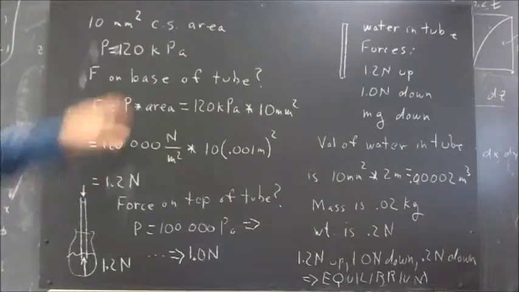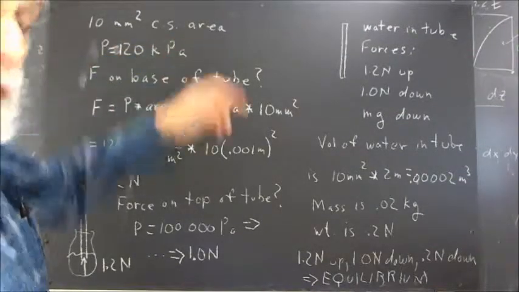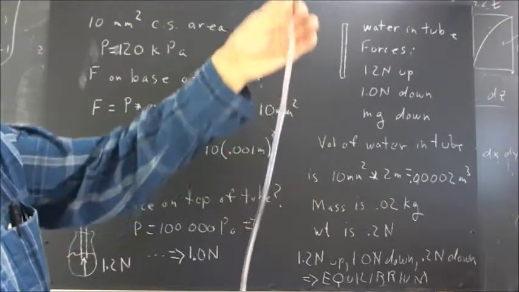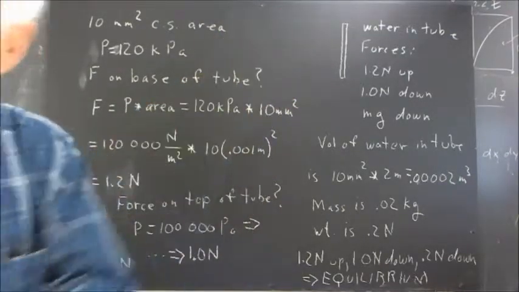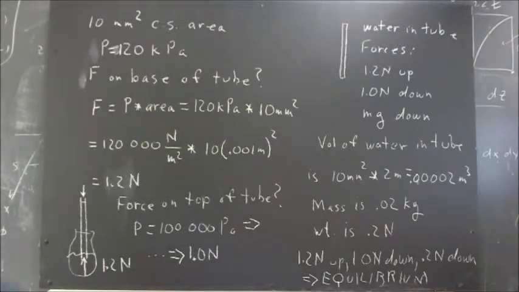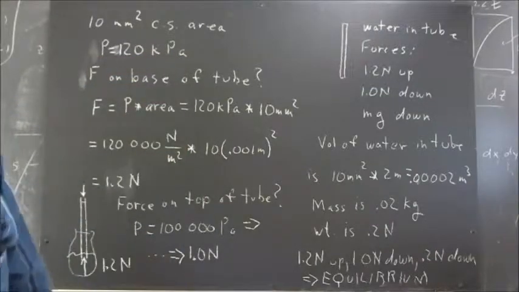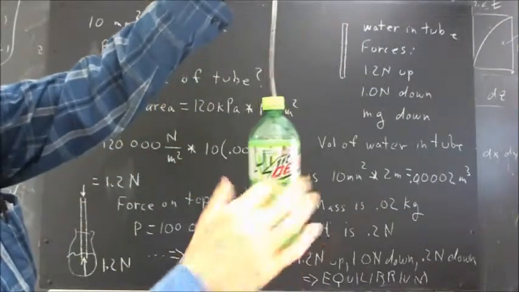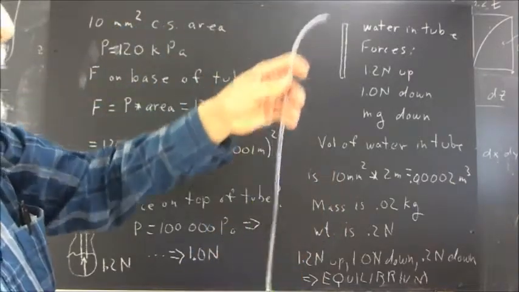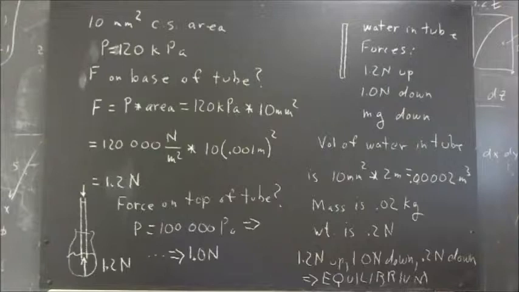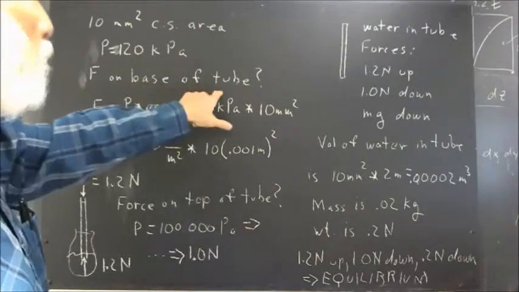Now, if we have a 10 square millimeter cross-sectional area, that would be the cross-sectional area of the tube. This one I think is actually about 7 square centimeters, but 10 is an easier number to work with, so we'll use that. And a pressure of 120 kilopascals, so we have 120 kilopascals in the bottle, and that's supporting a water column 2 meters high.